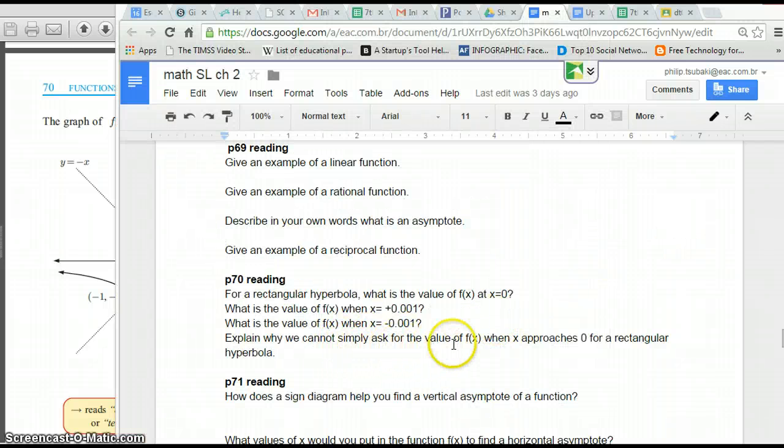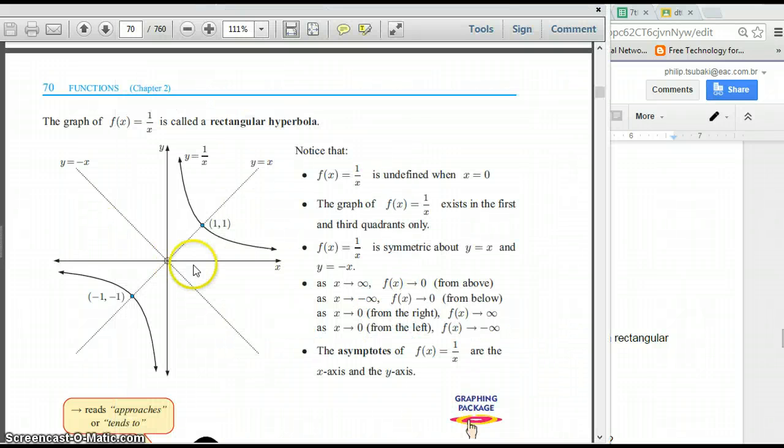Explain why we simply cannot ask for the value of f of x when x approaches 0 for a rectangular hyperbola. Well, if I said, how does the function approach the asymptote here? I would have to say, what are you talking about, from the left side or the right side? Because from the right side, it goes to plus infinity, and from the left side, it goes to negative infinity. So those answers are completely the opposite. So it's kind of hard to say how the function approaches the asymptote, right? Because it approaches it from two different sides in two completely different directions. So you might say, well, it approaches from the right, going to plus infinity, and approaches from the left, going to negative infinity.